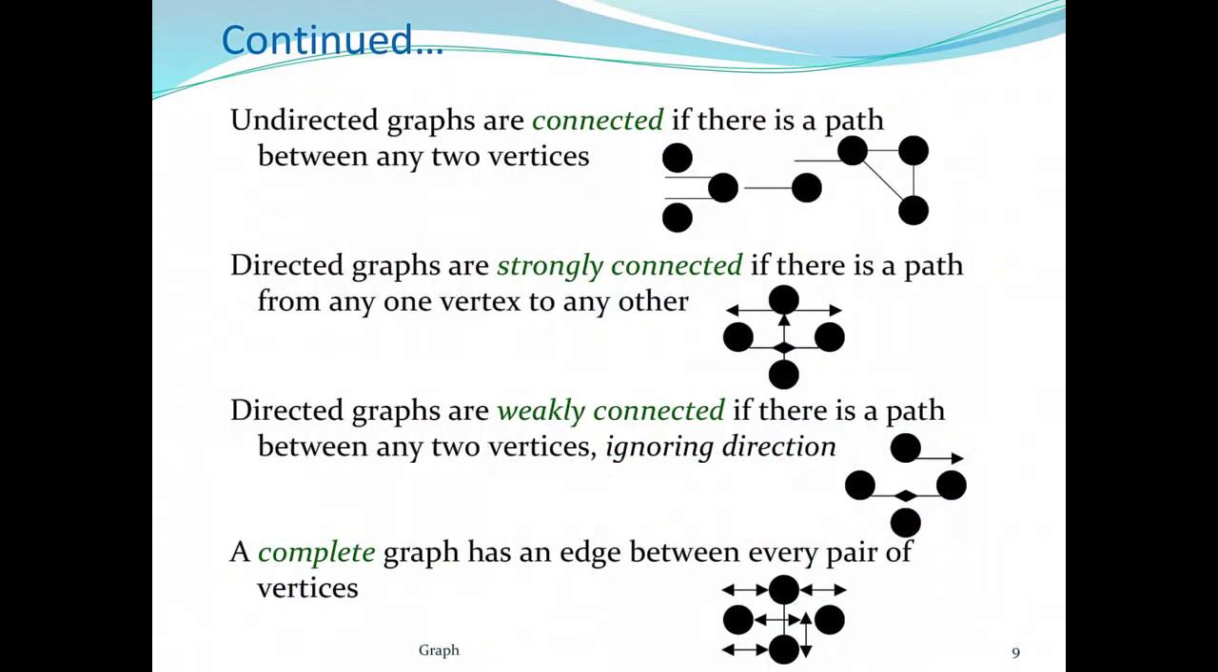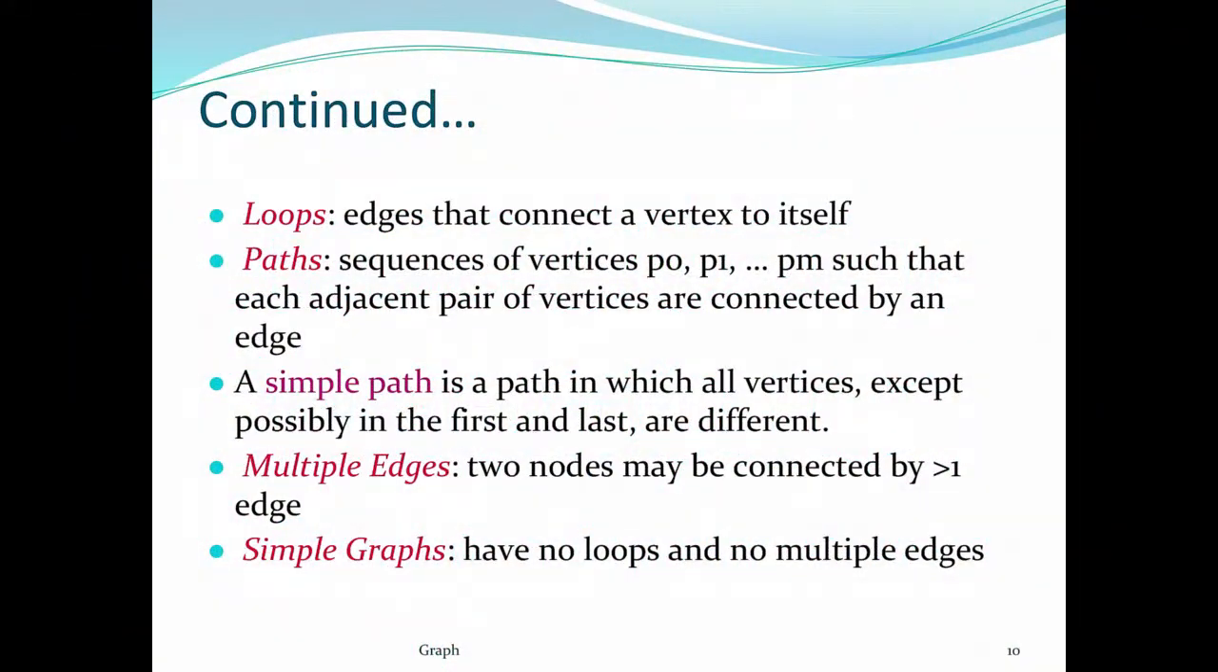Undirected graphs are connected if there is a path between any two vertices. Directed graphs are strongly connected if there is a path from any one vertex to any other. Directed graphs are weakly connected if there is a path between any two vertices, ignoring direction. A complete graph has an edge between every pair of vertices. Loops are edges that connect a vertex to itself.